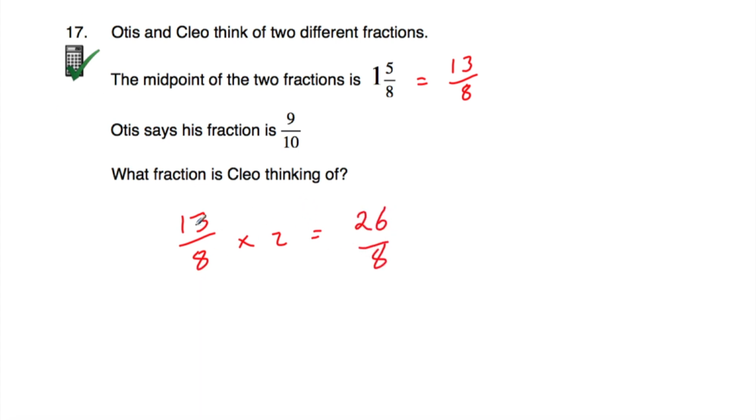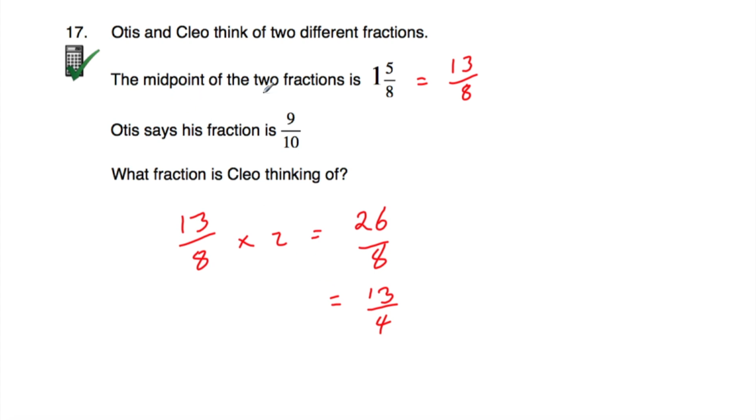And this is actually a calculator question, so we could have done 13/8 multiplied by 2, and my calculator says 13 quarters. And actually, if we simplify this, you would get 13 quarters, or even as a mixed number, it might display it as 3 1/4. So whenever we double the midpoint of the two fractions, we'll either get 13 quarters or 3 1/4. So that's double the midpoint. So that's what Otis's fraction and Cleo's fraction will add together to give us.